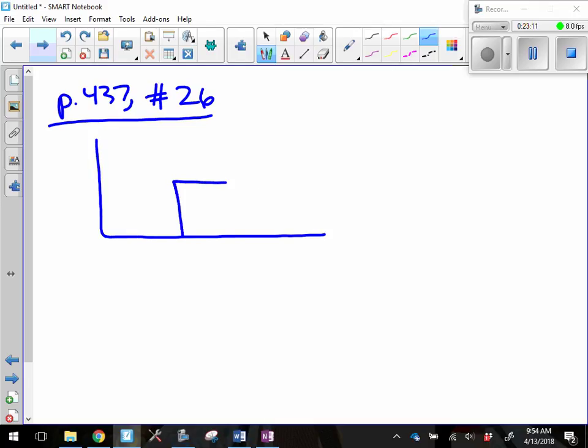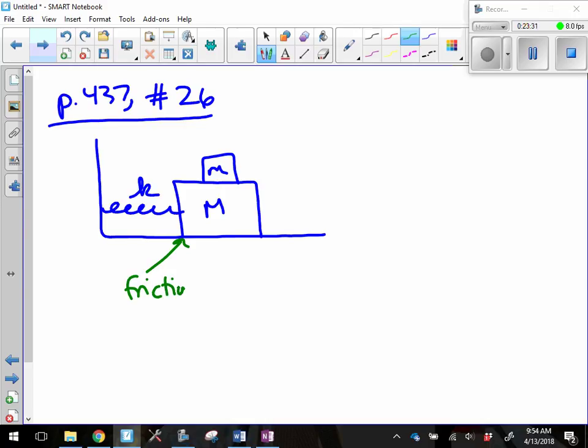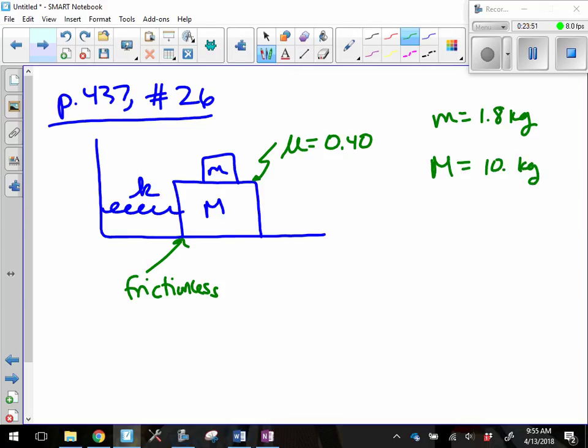I'll draw my picture here. I have my big M, I have my little m, I have my spring of constant k. This surface down here is frictionless, but this surface has a mu that, what was it, 0.2, oh no, 0.4. Okay, my little m is 1.8 kilograms, and my big M is 10 kilograms.